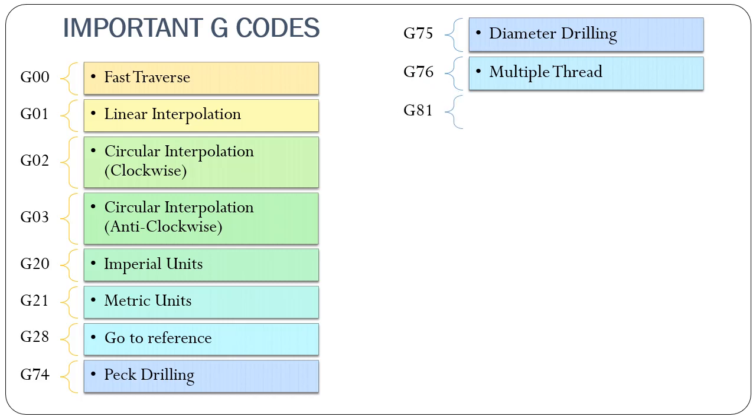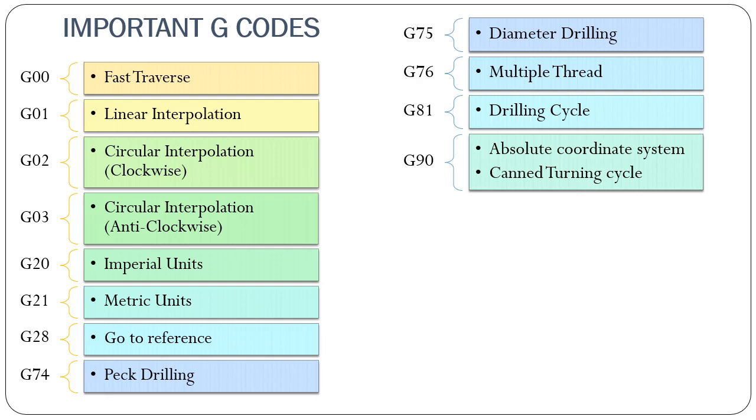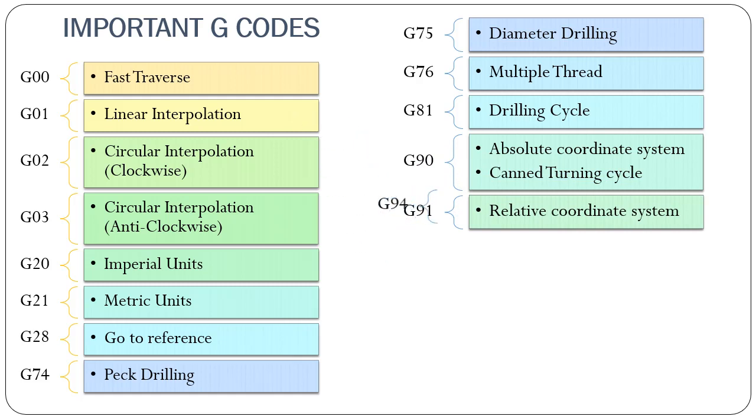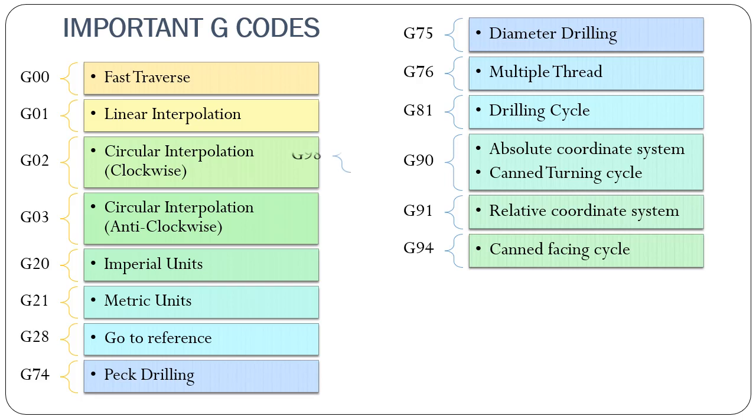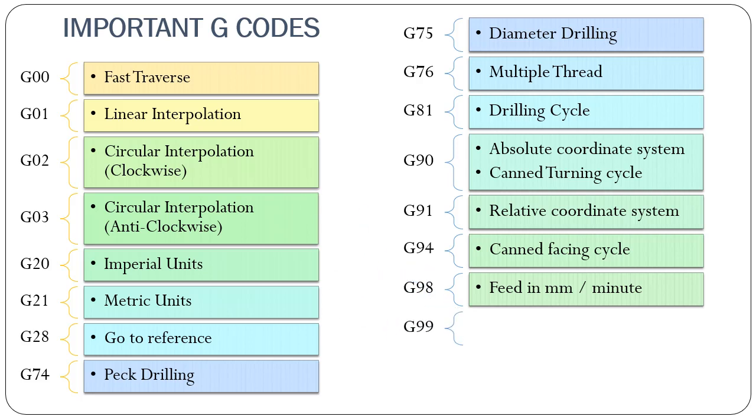G81. Used for drilling cycle, that is continuous drilling operation. G90. It is used in two syntaxes, one is for absolute coordinate system and the other is for canned cycle. G91. It is used for relative or incremental coordinate system. G94. It is also used in canned cycle but for facing operation. G98. It is used for feed in millimeter per minute. G99. It is used for feed in millimeter per revolution. There are other codes also, but for basics it is enough to know these codes.